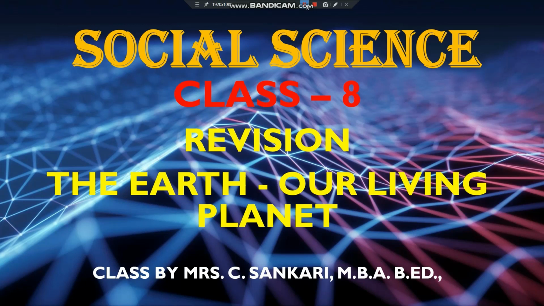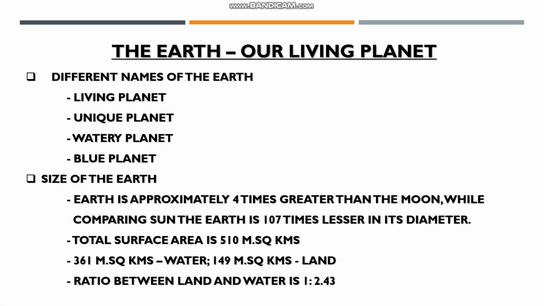In today's class, we shall revise the chapter The Earth, Our Living Planet. Where are we living, children? We are living in the Earth, and it is the third planet from the Sun. And the Earth is called by different names. What are those names? Yes, living planet, unique planet, watery planet, and blue planet.